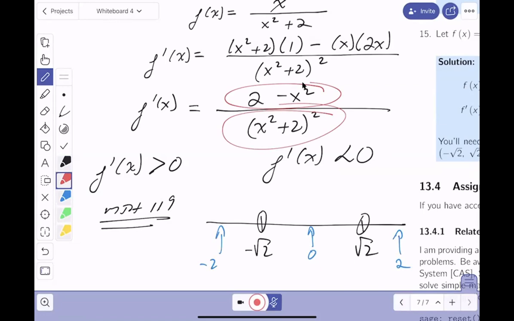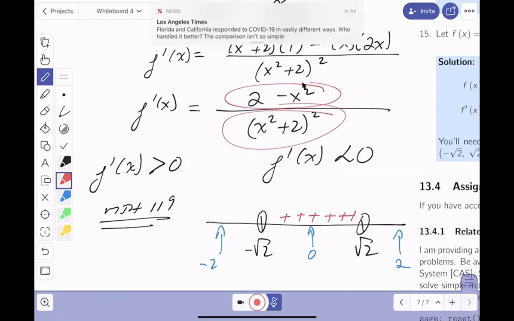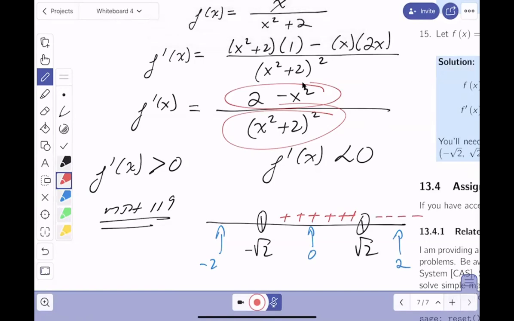If you plug in 0, what do you get? Positive on top, positive on bottom, it's positive. If you plug in 2 on top, what do you get? Negative, the bottom is always positive. If you plug in -2 into that first derivative, what do you get? Well, negative on top, but it's always positive on bottom, so it's negative.